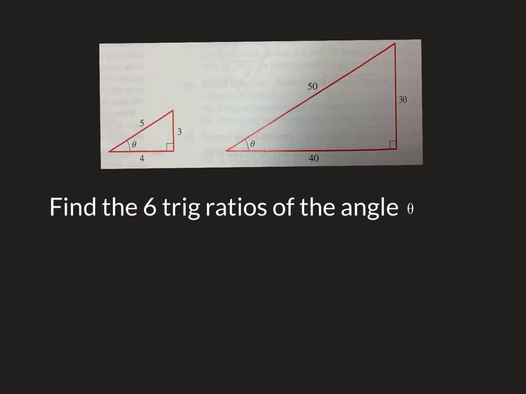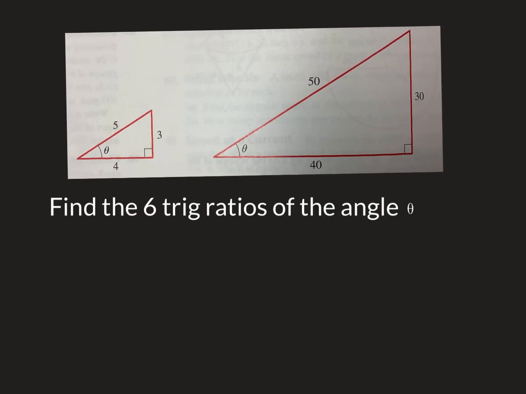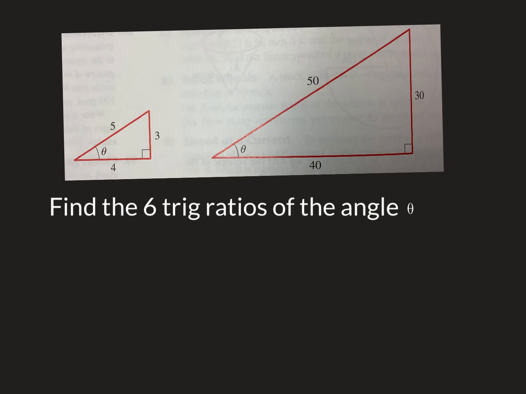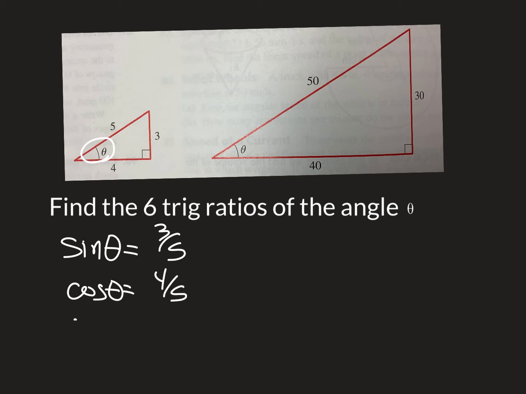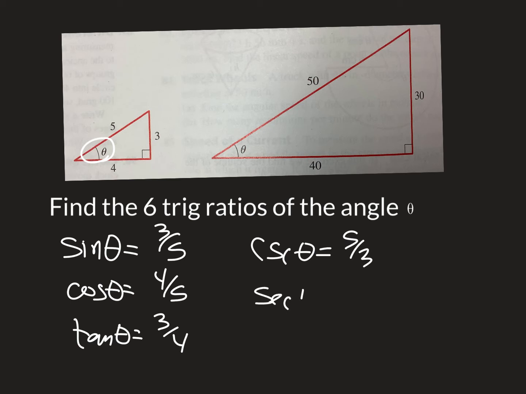All right, what they're going to have you do first is they're going to give you a triangle or two and just say, find the six ratios of the angle theta. They're going to show where theta is. In this small triangle right here, you can see theta is right here. So if I do sine theta, remember sine is opposite, which is 3, over hypotenuse, which is 5. Cosine is adjacent, which is 4, over hypotenuse, which is 5. Tangent is opposite over adjacent, which is 3/4. And then the other ones, cosecant is just reciprocal of sine. Secant is reciprocal of cosine, and cotangent is reciprocal of tangent.